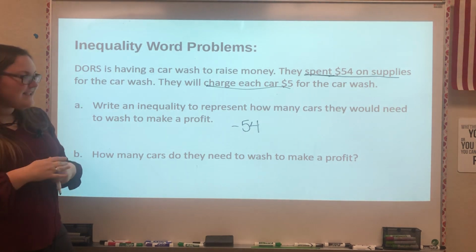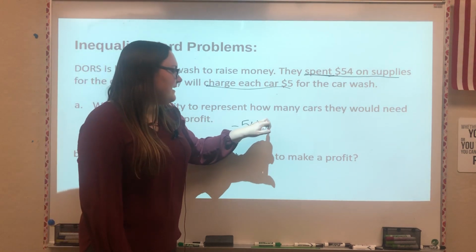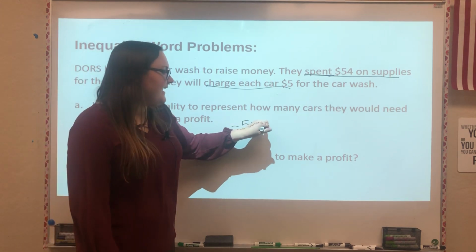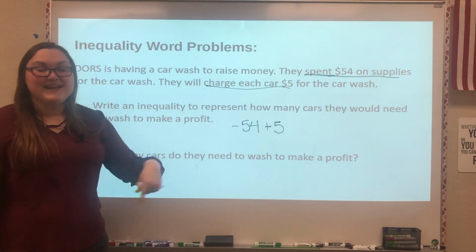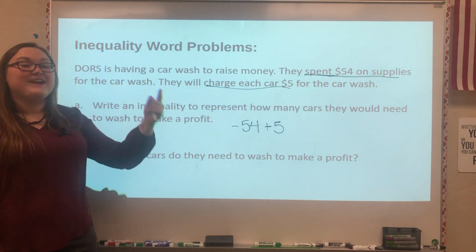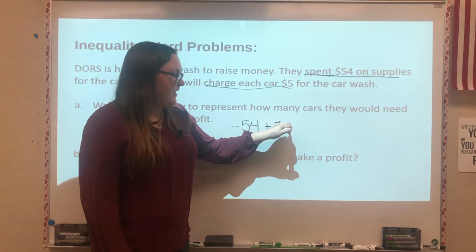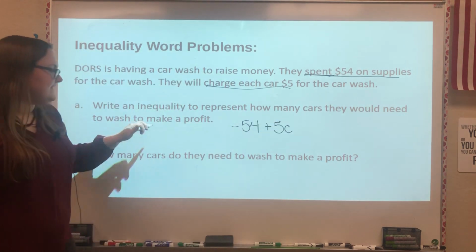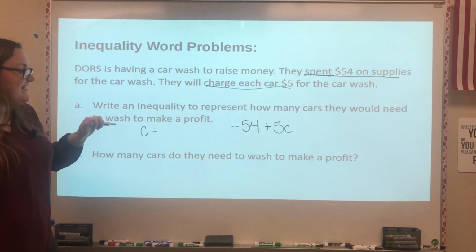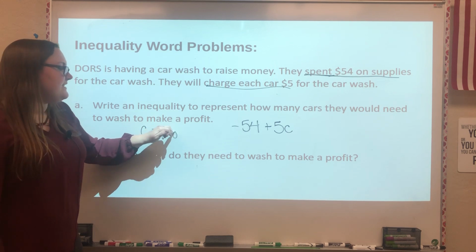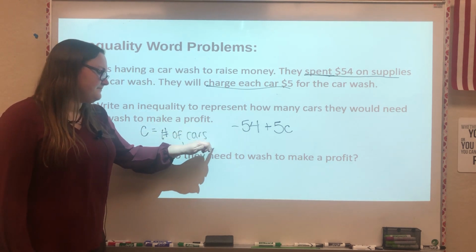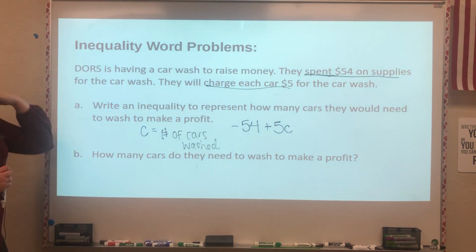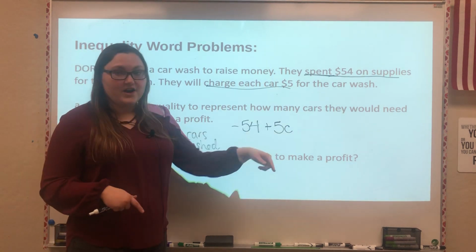Because it's money they're making, I'm going to make it positive. They lost the $54, but they are making $5 because it's something that's happening again and again. It's $5 for every car. I need a variable in there, so I'll use C, and then off to the side, I'm just going to say that C represents the number of cars washed. So we've got you're losing $54 in the supplies, but you're making $5 for each car.